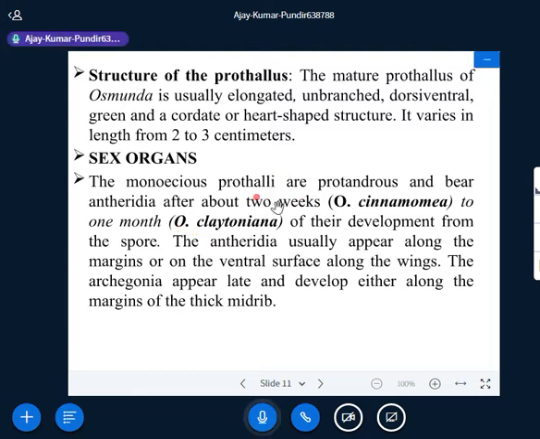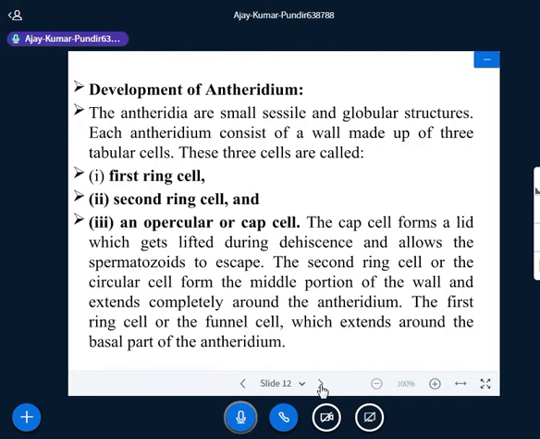मतलब देखिए प्रोथैलस जैसे ही डेवलप होता है तो उस पर विद इन 2 वीक एंथ्रीडियम डेवलप होगा और 1 महीना बाद आर्चिगोनियम डेवलप होगा. दैट इज क्लियर. तो व्हाट इज द प्रोएंड्रस व्हेन द डेवलपमेंट ऑफ द एंथ्रीडियम टेक फर्स्ट एंड डेवलपमेंट ऑफ आर्चिगोनियम later, and both antheridium and archegonium develop on the same prothallus.